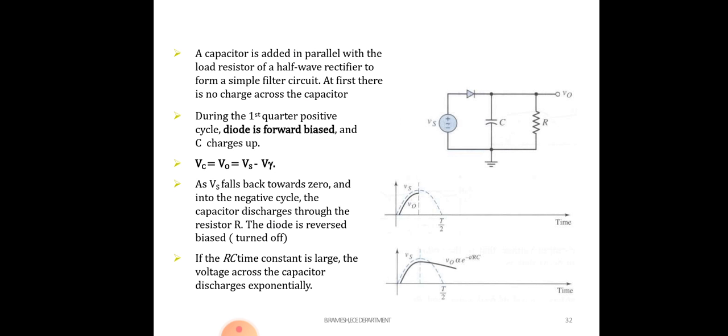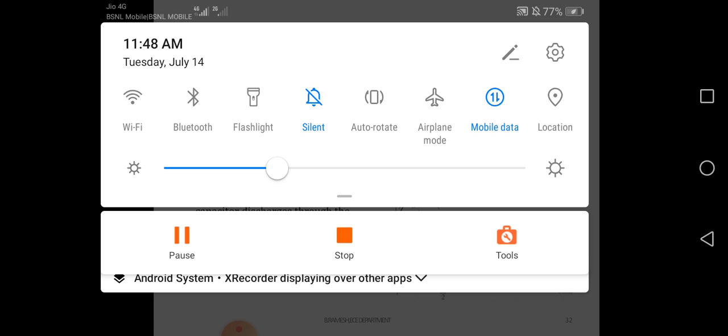Okay, so this is the filter section. We are not getting pure DC. When you connect the filter capacitor in parallel with the load, the AC voltage flows through the capacitor, which blocks the DC, so the DC voltage flows through the load resistor. We will discuss this in the next slide.